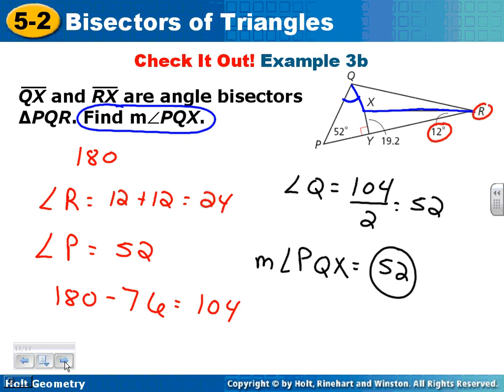So remember, there's two kinds of bisectors, perpendicular bisector and angle bisector.